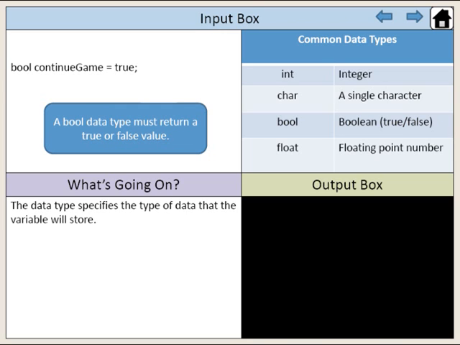A bool data type must return a true or false value. In this example, the variable continue game is assigned the value true. A float data type allows you to use floating decimal values. In this example, the variable pi is assigned the value 3.14.